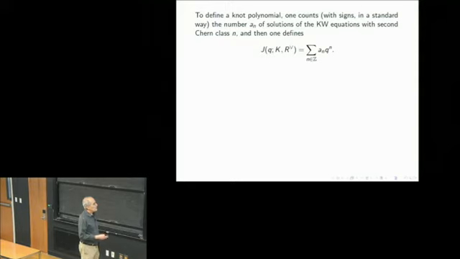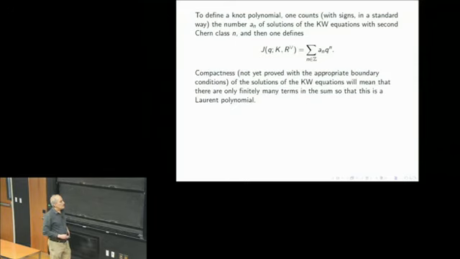And then you define this series, the sum of q to the n times A sub n, the number of solutions. So it's a function of q. It depends on the knot and the representation of the dual group.